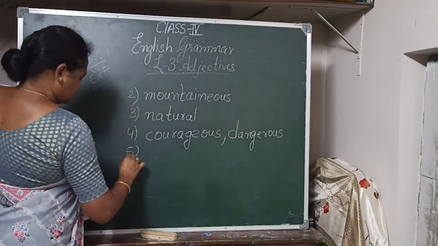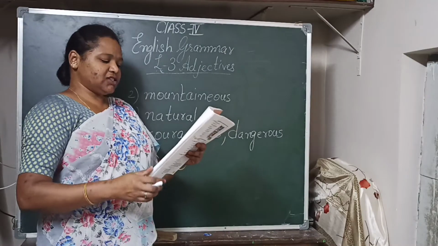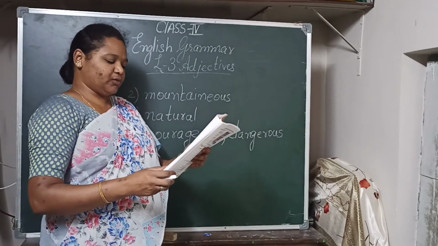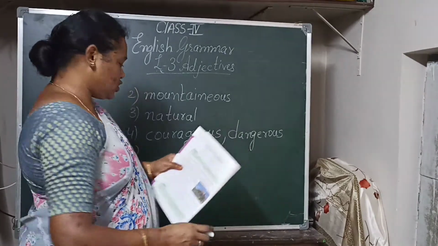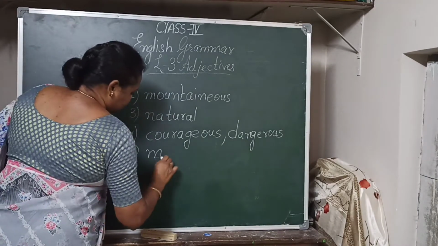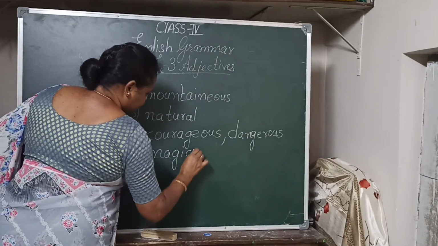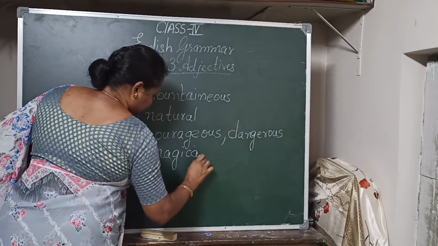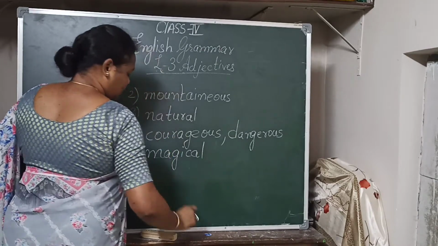Fifth one: Amrita enjoyed her friend's party, it was magical, not magious. Magical. Copy it down, children.